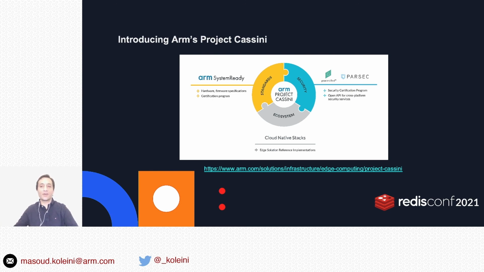Redis and RedisAI are such examples. They can run inside containers on Arm machines. Therefore, they can benefit from the cloud-native software stack for orchestration and management. Cloud-native experience helps edge analytics applications to run on thousands of devices seamlessly. You can find lots of information about Project Cassini on its website with the address on the slide.